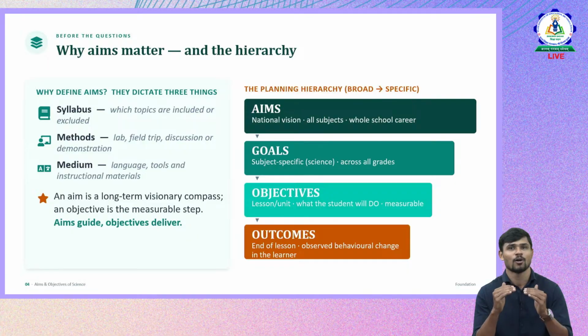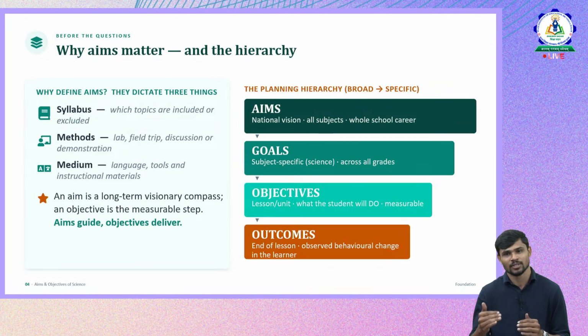So aims are at the topmost level, then, based on aims, we have goals, then objectives, then outcomes. The specificity increases from top to bottom. Aims are the broadest ones, objectives are very specific, and outcomes will be met based on the objectives.